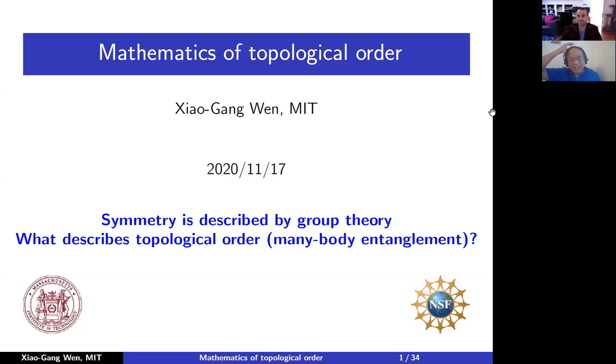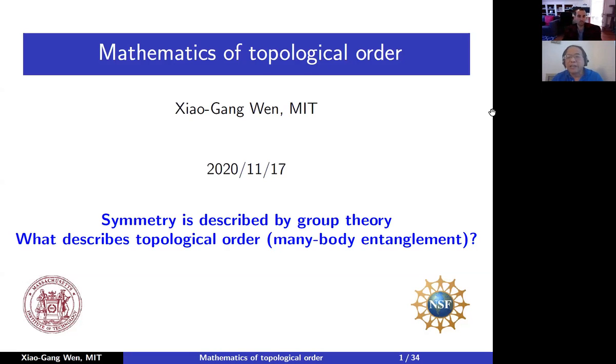Yesterday, I gave a talk in a similar seminar about some introduction of topological order and its relation to entanglement. And today, I'm going to discuss some mathematical structure of topological order. Or another way to say that, it's a mathematical structure of many-body entanglement, which is a new phenomenon, actually. So it requires a new kind of mathematics to describe the so-called many-body quantum entanglement.